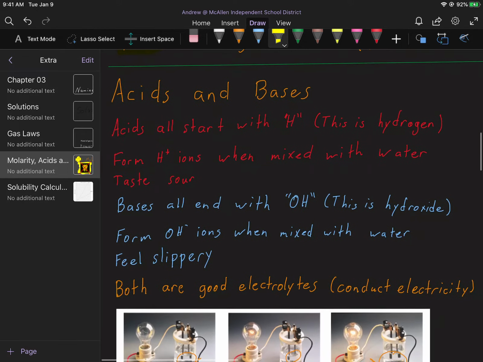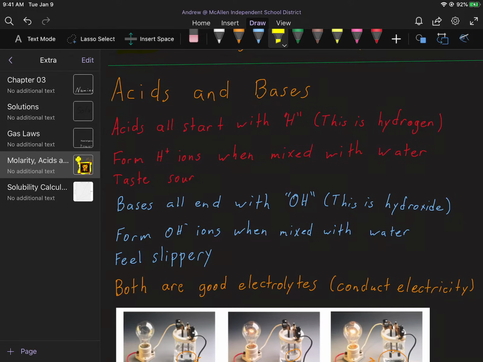Next, we have acids and bases. We've talked about these a little bit when we talked about neutralization reactions. Here are some pro tips that you need to know. Acids all start with H, hydrogen. So any acid that you see, H2SO4, sulfuric acid, hydrochloric acid, HCl, hydrobromic acid, HBr, nitric acid, HNO3. They all start with hydrogen. They all start with H.